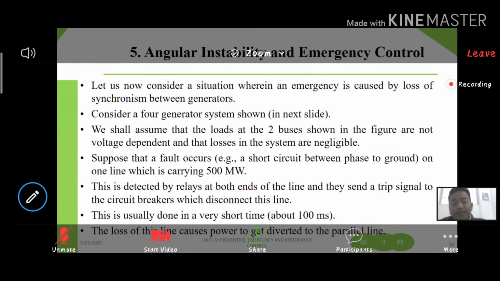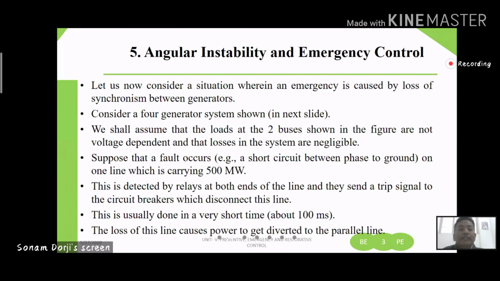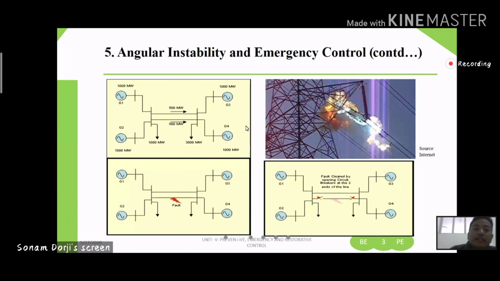Okay, so first case, let's consider. We have to create our own scenario because it has not happened, right? It is not a real one, but we have to create our own scenario. So let us consider a scenario wherein an emergency is caused by loss of synchronism between generators. Everything I will explain here.